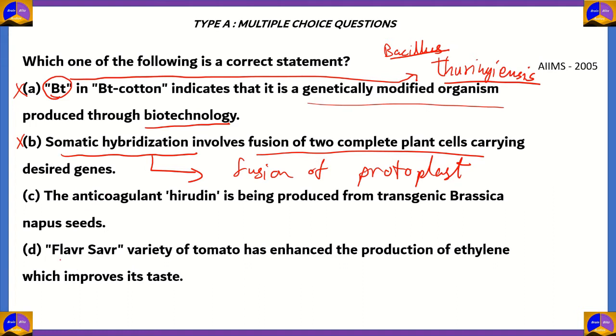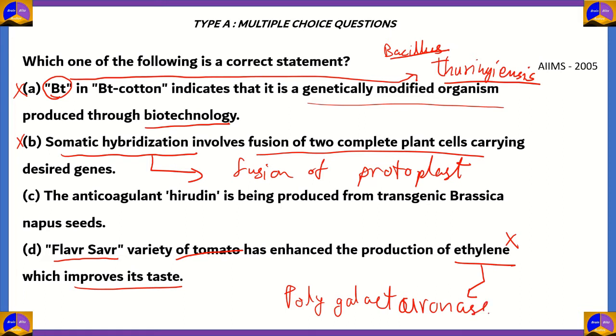If you look at option D, it says that the flavor savor variety of tomato has enhanced the production of ethylene, which improves its taste. While the flavor savor variety of tomato has enhanced taste, it is not due to improved production of ethylene. It is due to the production of another enzyme which is called polygalacturonase. So therefore option D is incorrect. The right answer is option C.